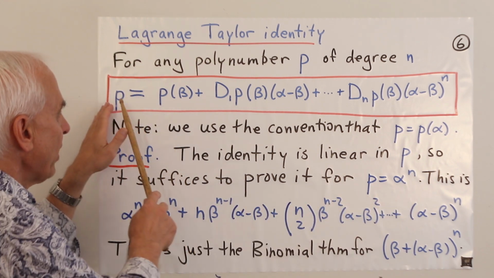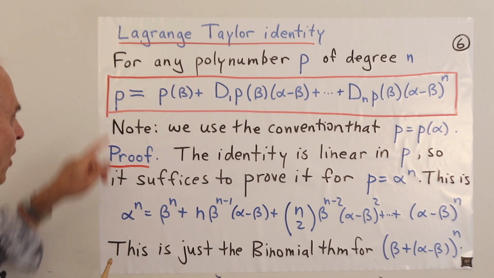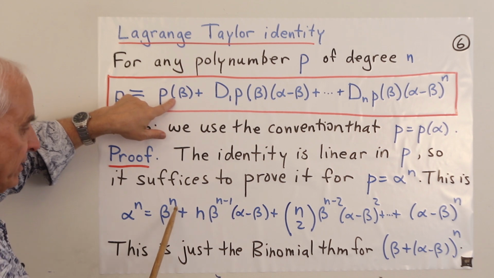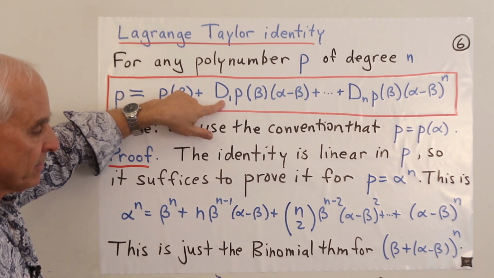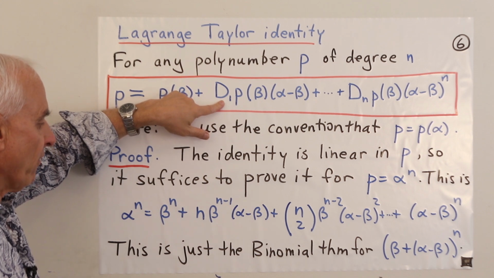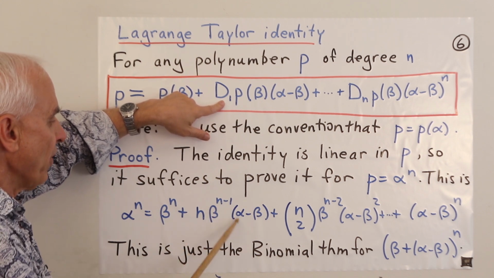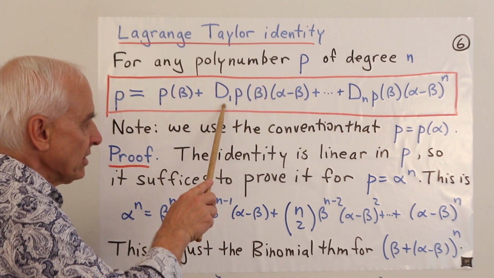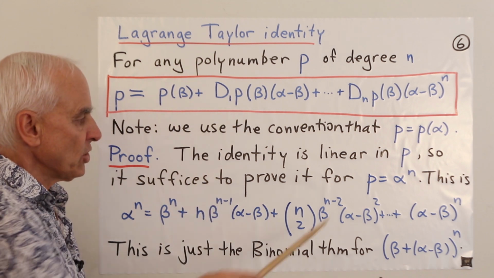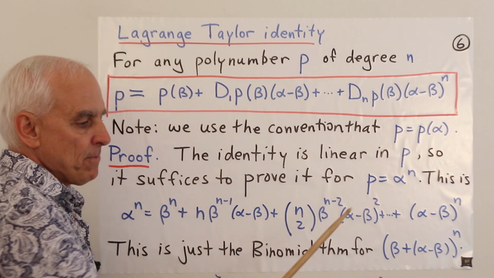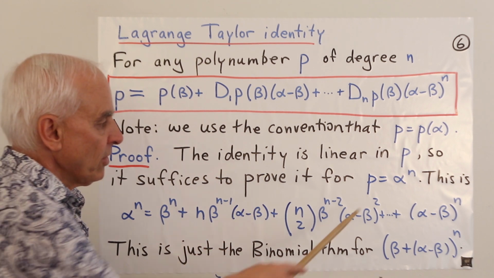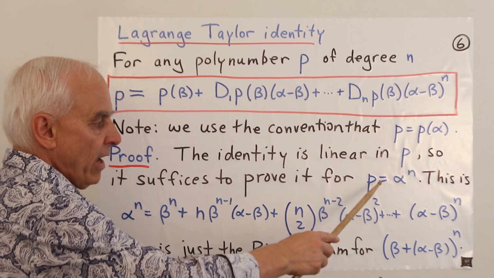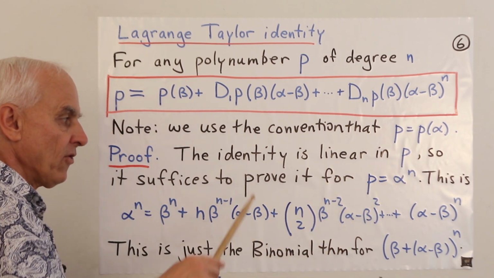Okay, so let's think about what happens when P is just alpha to the n. So then this over here is alpha to the n. P of beta will be beta to the n. The derivative, or the subderivative d sub 1, is the same as the derivative, and will be n times beta to the n minus 1. There will be an alpha minus beta here. The next term here, what will that be? Well, it'll be the second subderivative of P. So what's the second subderivative? It's the second derivative divided by 2. So the second derivative is n times n minus 1 times alpha to the n minus 2. And we have to divide by 2. So we get an n times n minus 1 over 2.